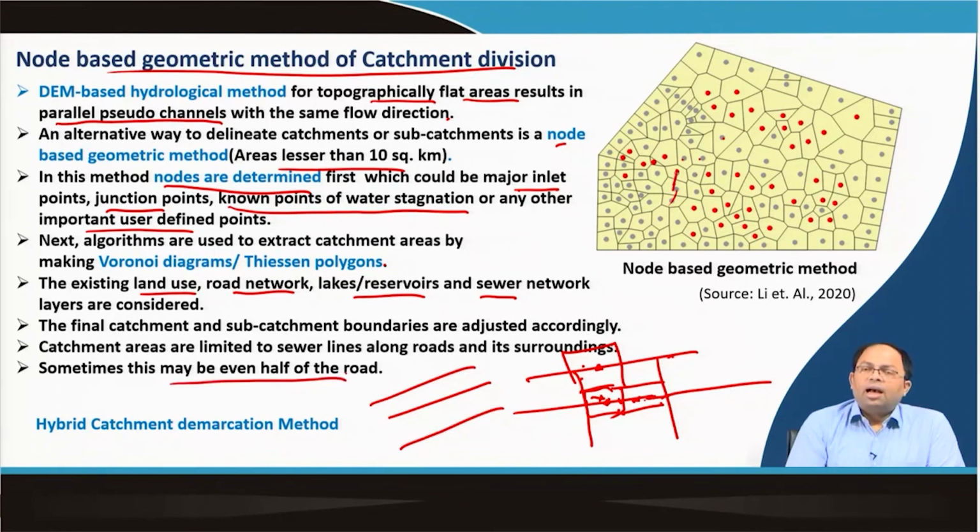Sometimes this may be even half of the road. If there are two sewer lines on two sides of the road, half of the road actually contributes to a particular inlet along that particular road. So, the catchment area is that small.